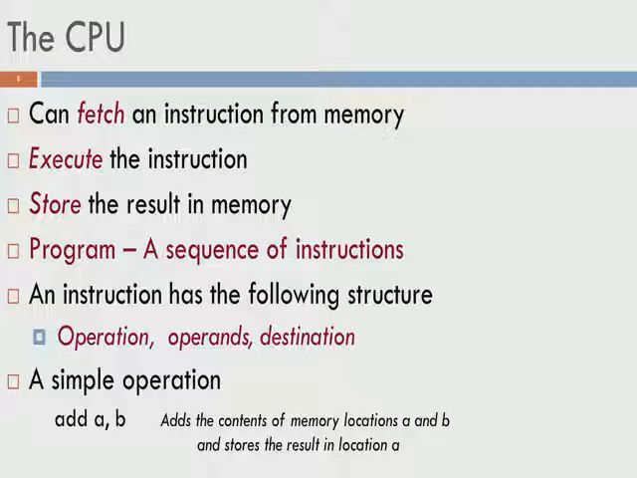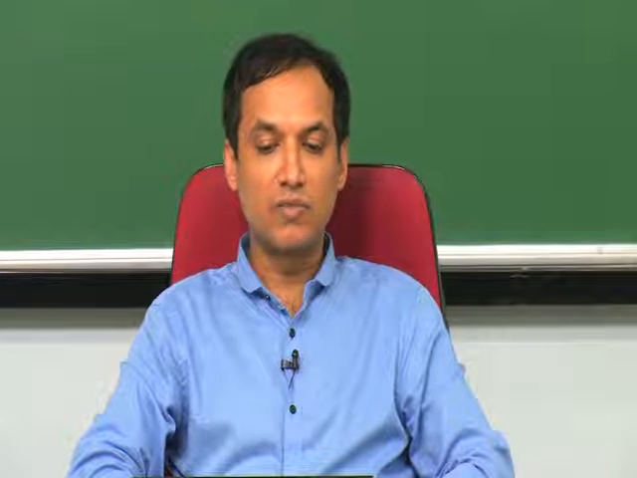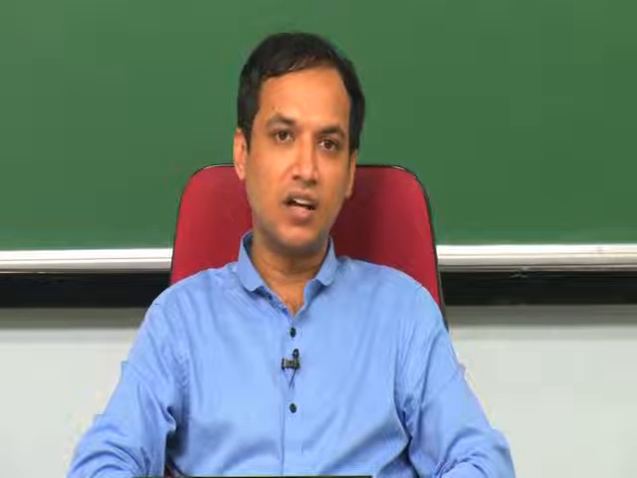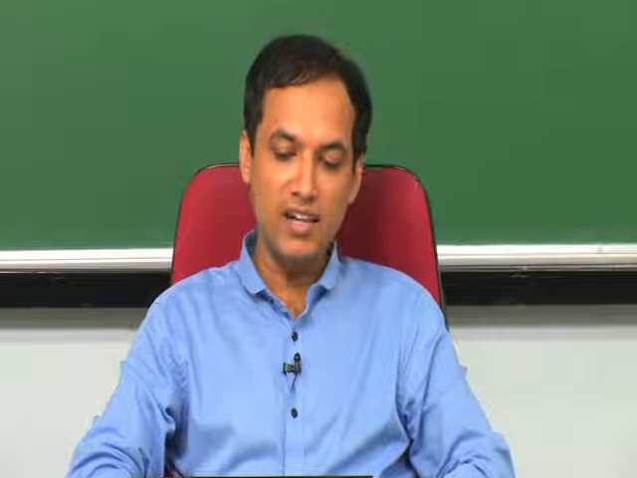So when you write a program, it is going to be translated into a sequence of instructions, and a basic machine instruction would have the following setup. You have an operation, you have the operands or the data on which the operation is going to be done, and where the result is going to be stored, also called the destination. A simple operation could be of this kind: add a comma b. It adds the contents of memory locations a and b, and it could be storing the result back in a itself.